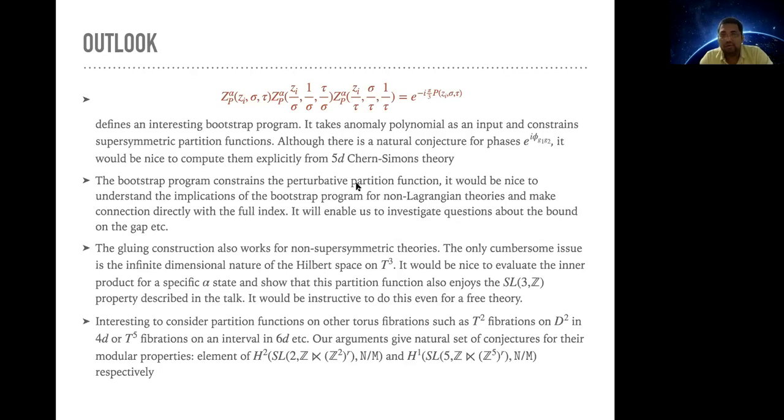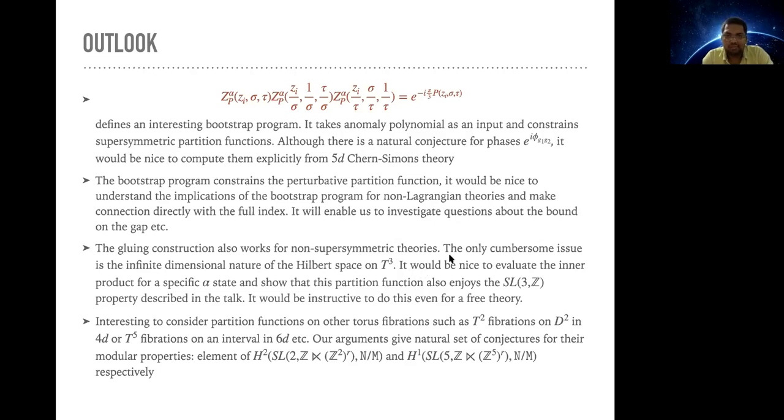So this would be useful for considering non-Lagrangian theories, which do not have an obvious interpretation of Higgs vacuum and the perturbative part and non-perturbative part. The non-Lagrangian theories don't have this kind of distinction. So in order to make this applicable to non-Lagrangian theories, it would be nice to pull these constraints together as a constraint on the full index itself. And then that will enable us to investigate more refined questions on the partition functions, such as the bound and the gap, etc.